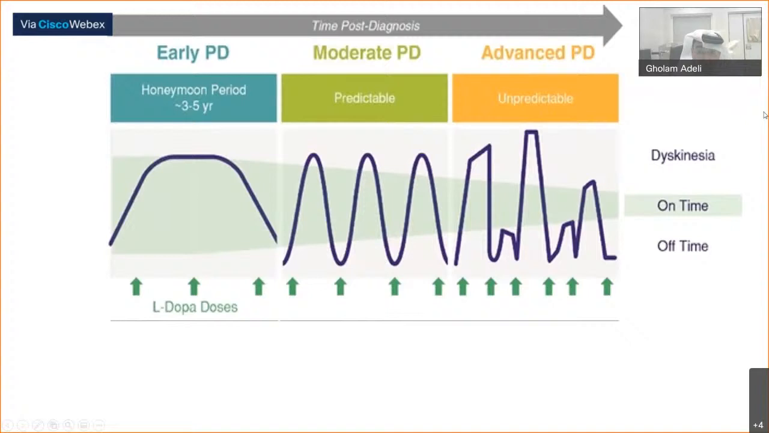Then we have to keep in mind this slide, because we have the honeymoon: whenever you give a medication, you have a good response, and the wearing off is expected.